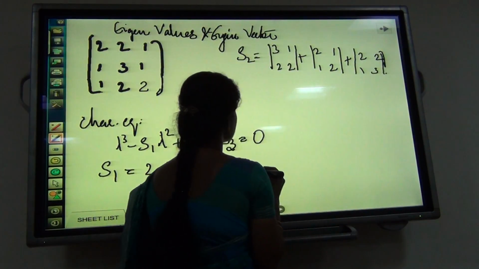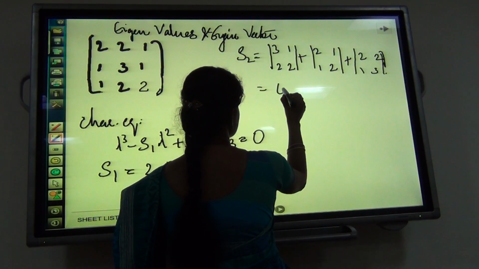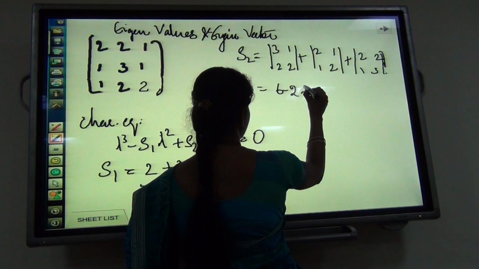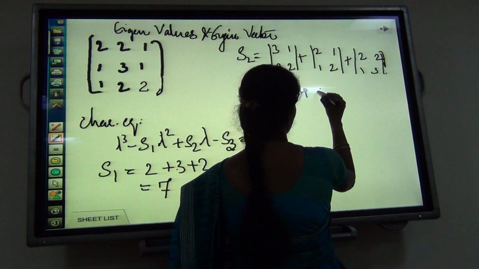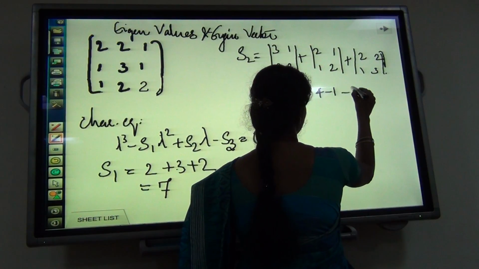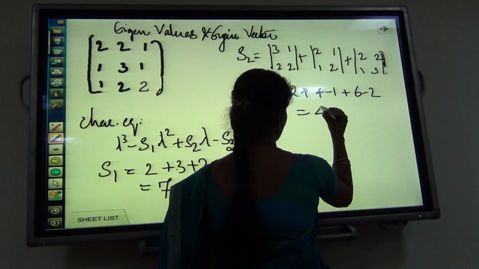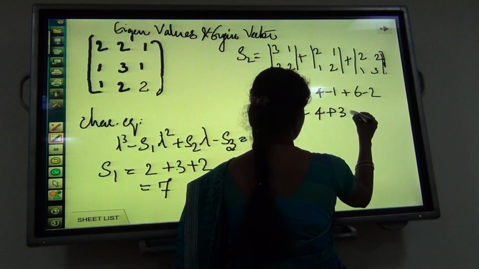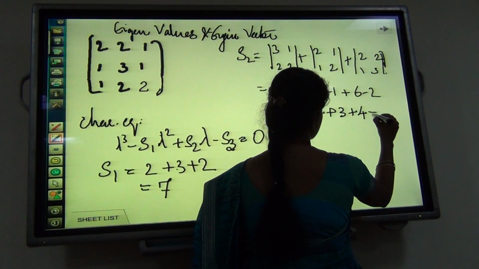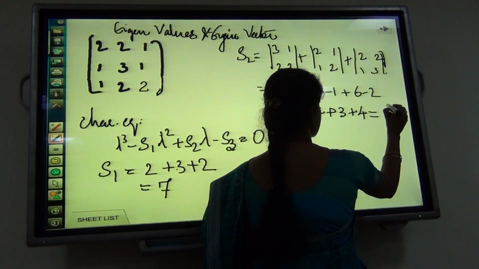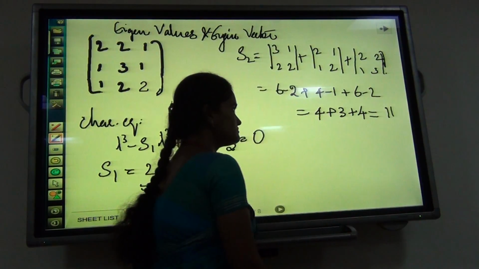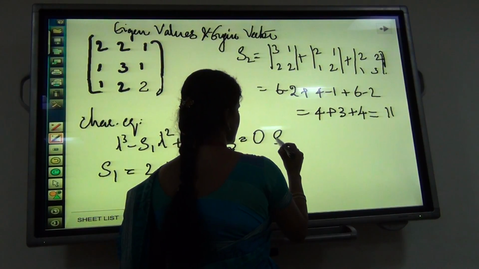Let us find the determinants and sum them up. 3 2s are 6 minus 2 plus 4 minus 1 plus 6 minus 2. So you get 4 plus 3 plus 4, which is 11. Okay, we also find S3.